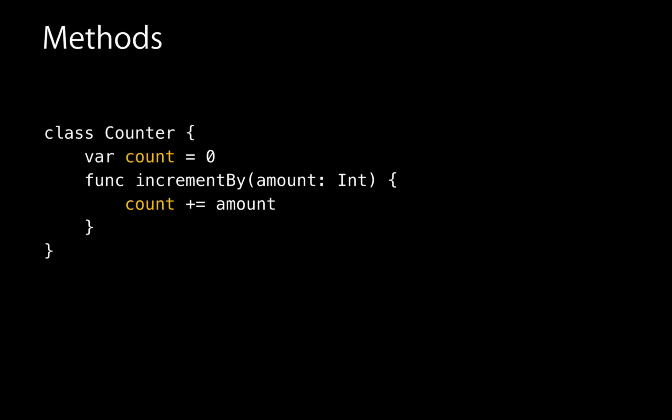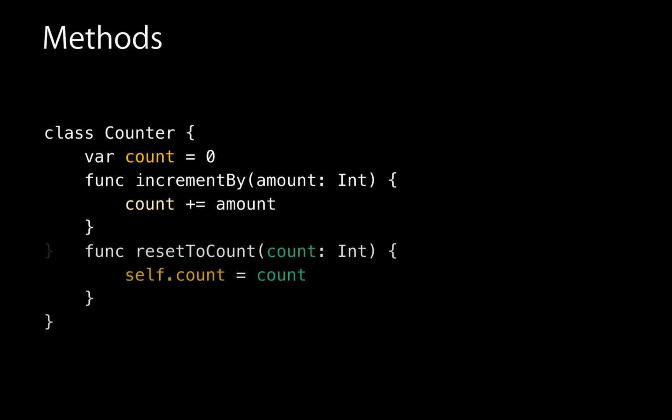The one time we do need to use self is if we have a method whose parameter name is the same as a property name. Here we have a method with a parameter called count. So in this case, we use self.count to refer to the property and count to refer to the parameter.